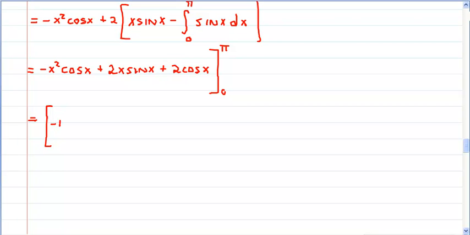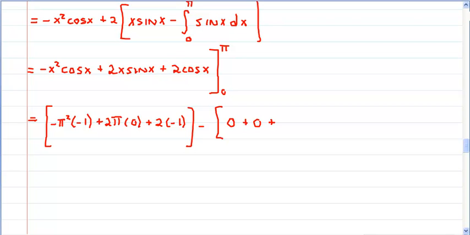So starting with pi, I have minus pi squared times cosine pi, which is negative 1, and then plus 2 pi times the sine of pi, which is 0, and then cosine of pi is negative 1, and we want to subtract 0, which is giving us 0, and then plus 0, and then plus 2 times the cosine of 0, which is just 1. So we have pi squared minus 2, which is pi squared minus 4.